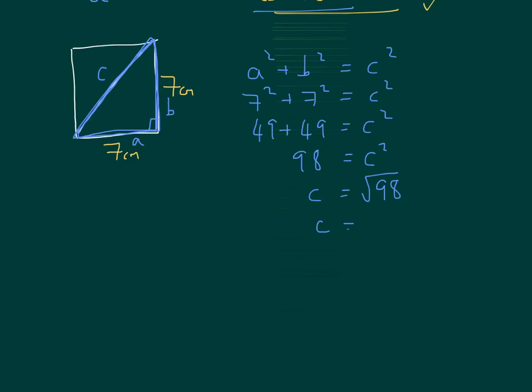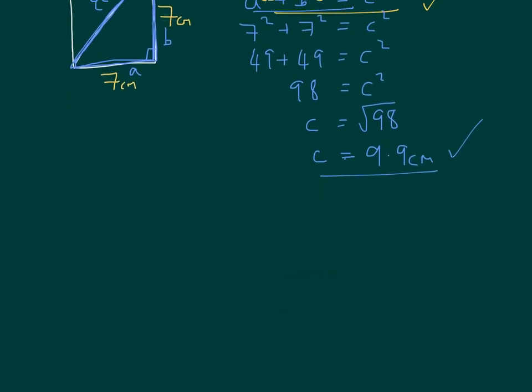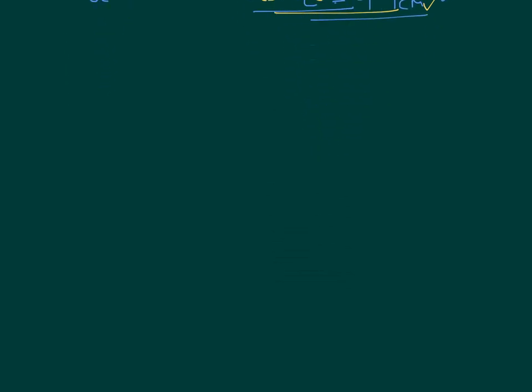And then you'll need a calculator for this. You can tell it's going to be just a little bit underneath 10. And I would say that is 9.9 centimeters to 1 decimal place. So well done if you got that one. Okay, and I'll give you one more of this slightly trickier version.